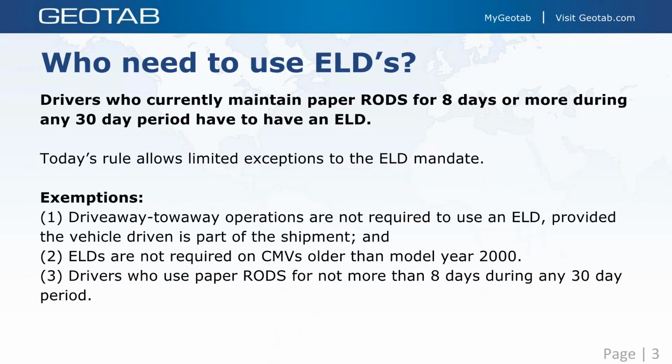Another set of drivers who will be exempted are drivers who operate a commercial motor vehicle that is older than model year 2000. And the reason for this is we simply cannot get the engine data out of these vehicles that's required to create these duty status records. And third, drivers who use paper records of duty status for not more than 8 days during any 30-day period. So anybody who uses paper records of duty status for less than 8 days, these drivers are exempted.